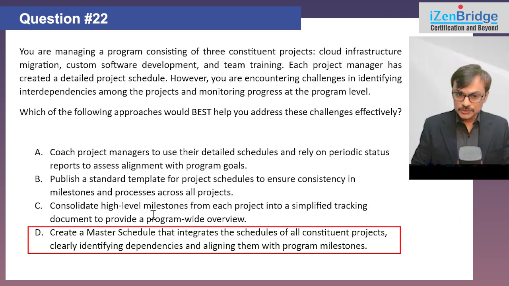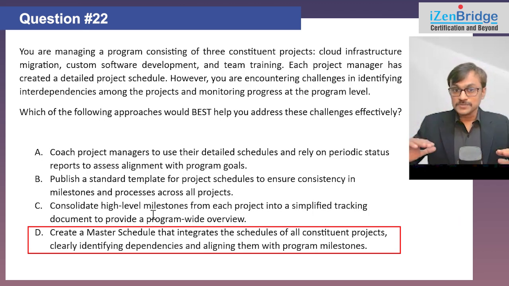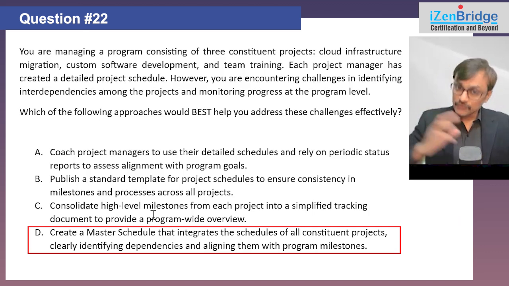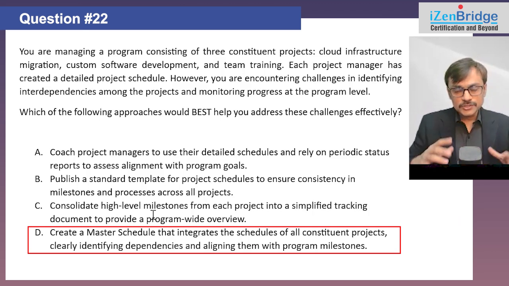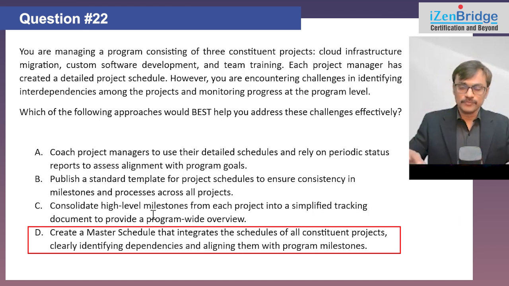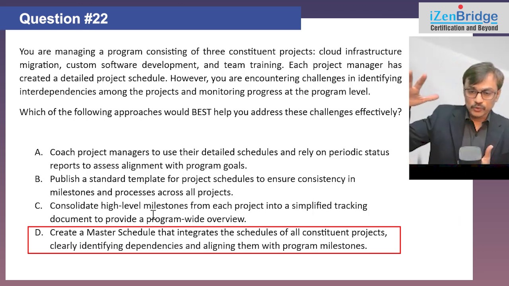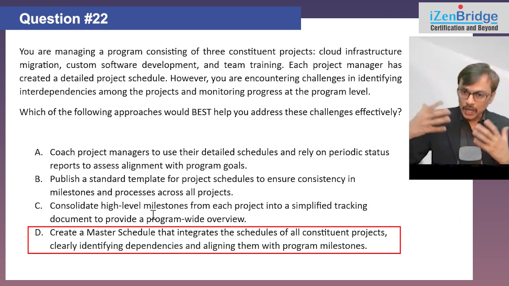Option D, create a master schedule that integrates the schedule of all constituent projects, clearly identify dependencies and align them with program milestones. So option D is more systematic and a little open-ended than option C. Option C is specifically talking about creating a sheet, your tracking document. But you are saying that I will create a master schedule. Now, sometimes those tracking documents may work as a master schedule. That's there. But master schedule, in many cases, you may have a systematic way of making it where the real project schedules get integrated. You may have a top level view also coming very often out of those master schedules.